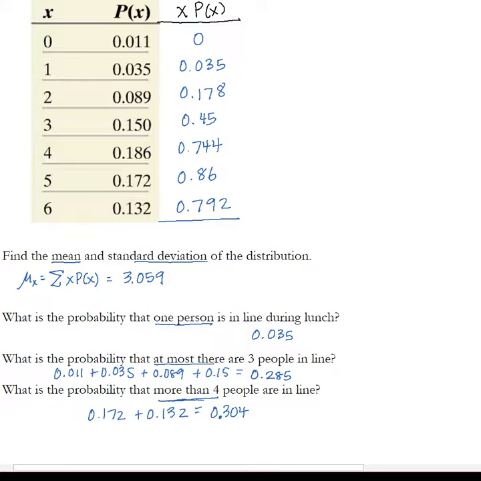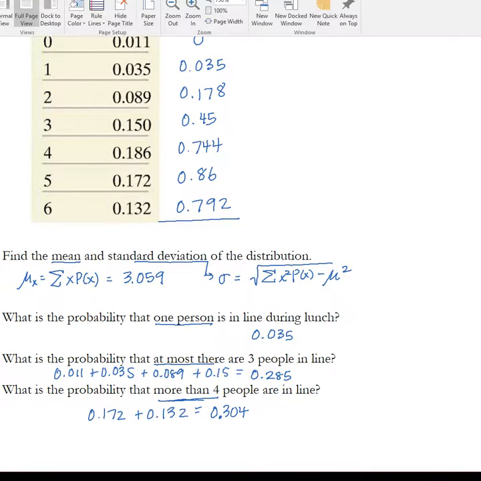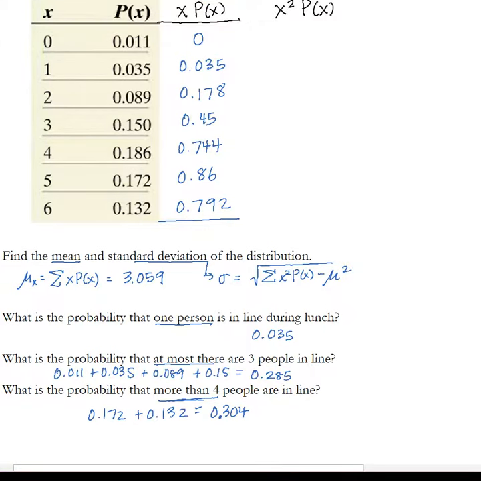The standard deviation, sigma, is the square root of the sum of x squared times the probability of x minus this mean squared. So we create a new column for what happens when we square x and multiply it by the probability of x. 0 squared times 0.011 is still 0, and 1 squared times 0.035 is still 0.035. Then we get 2 squared times 0.089, which is 4 times 0.089. Let's put it over here.